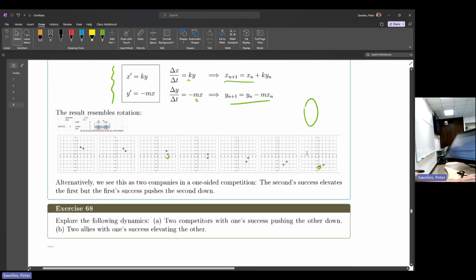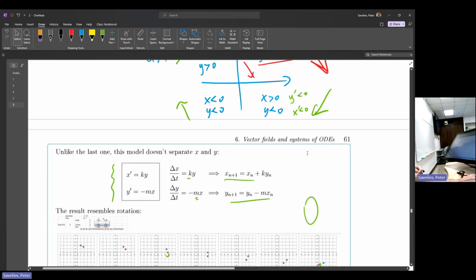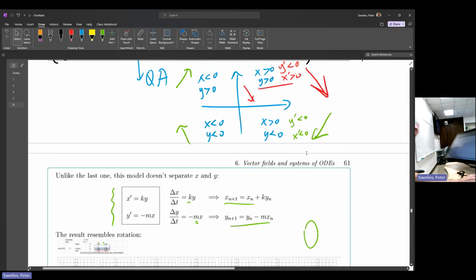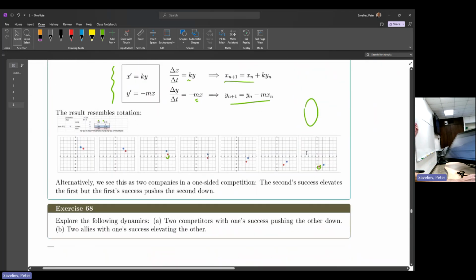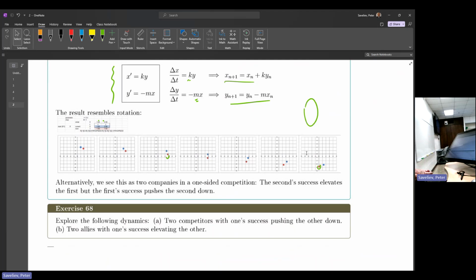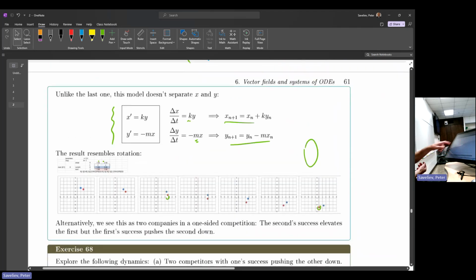Okay, so once again, you can modify this analysis, both the qualitative analysis and simulation, very easily. For example, two competitors with one's success pushing the other one down. So that's one possibility. They're direct competitors. Or you have two allies with one's success elevating the other. So one of these will be applicable.